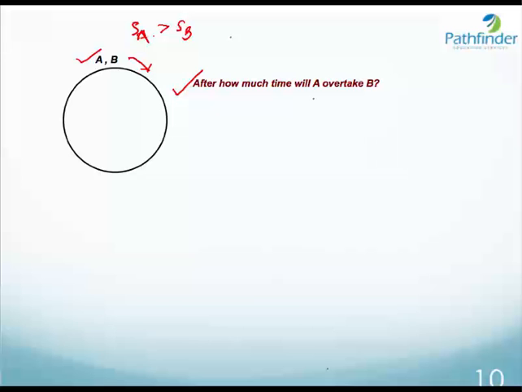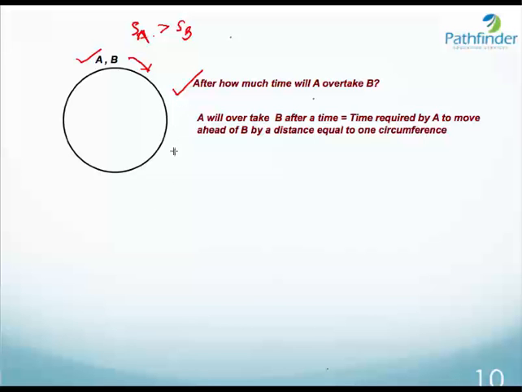So let us try to identify that. As I just told you, A will overtake B after a time that is equal to the time required by A to move ahead of B by a distance equal to 1 circumference. And because A and B both are in motion simultaneously, relative speed will come into picture. So what is the relative speed between A and B?